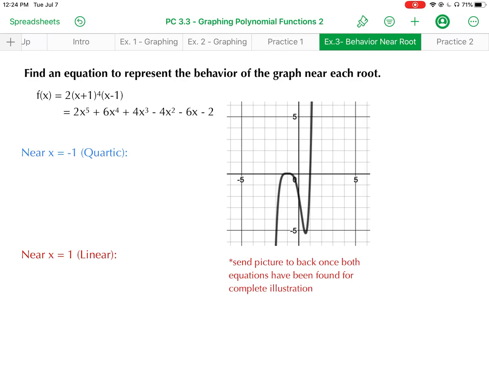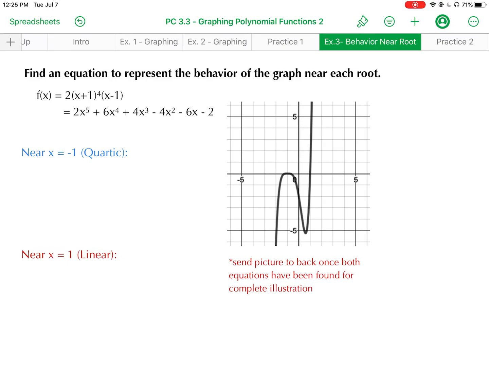All right, this is the second video for section 3.3, and in this video, we're going to take a closer look at the behavior of our polynomial function's graph near each root or near each x-intercept, okay? And I want you to understand that this is just another way of checking that your graph is an accurate graph as you sketch it out, okay?